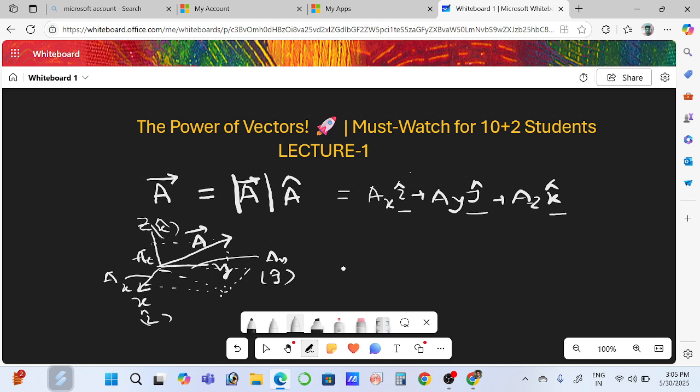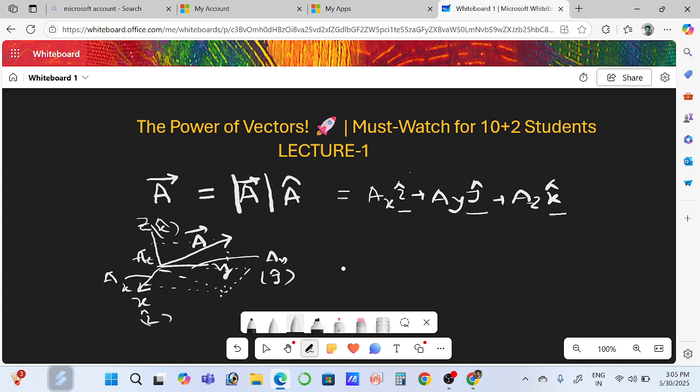Unit vectors have magnitude 1 and they are mutually perpendicular, so they actually make a right-handed orthogonal triad. That means if you use the corkscrew rule, then if you move from x to y, it will go towards z. Okay, so simply like that. So any vector can be represented by this method, that is, by its components along three perpendicular directions.